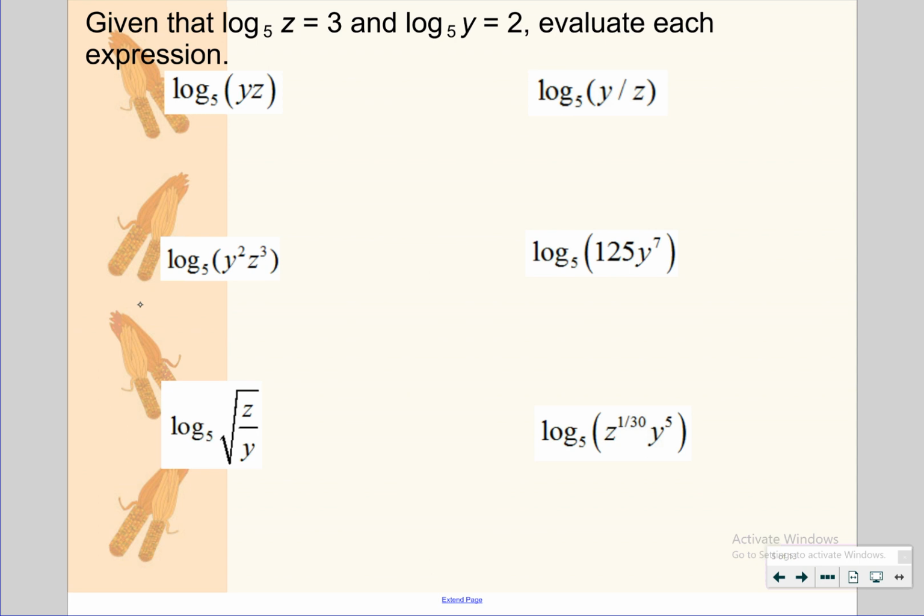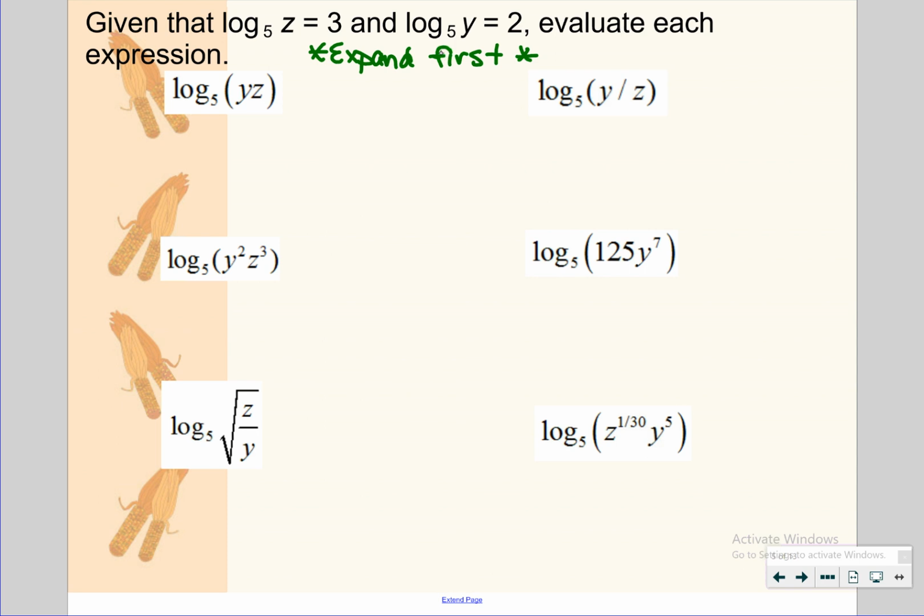So really, as long as the calculations aren't too crazy, these are ones you could even do without any calculator at all. So here I'm given log base 5 of z is 3 and log base 5 of y is 2. And we want to use that information to evaluate the logs. What's not written in the instructions is that you need to expand your logs completely first before you plug anything in. If you plug something in before your log is expanded, your answer is going to be wrong. Okay? So let's look at the first one.